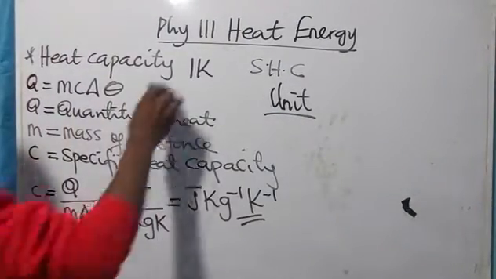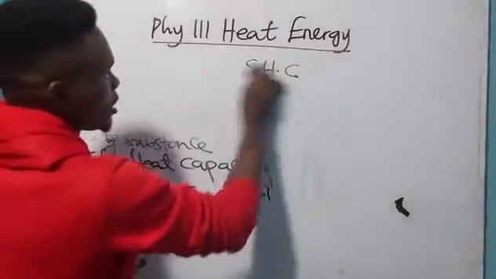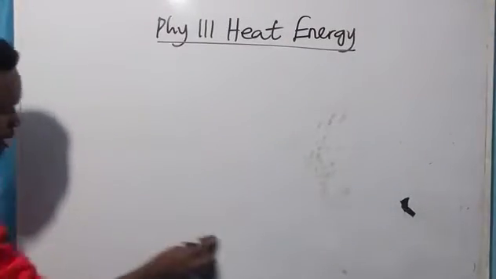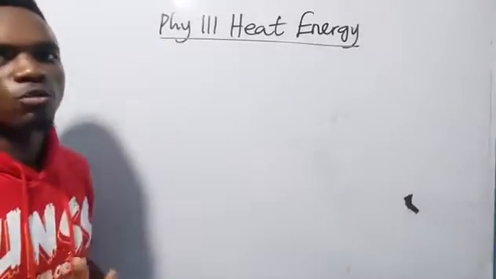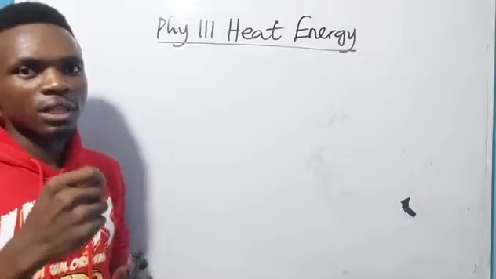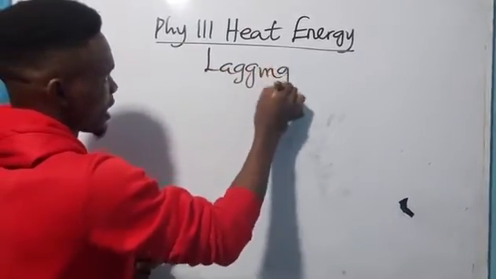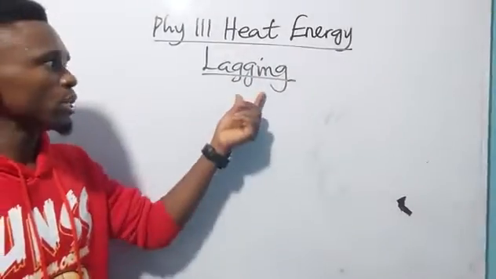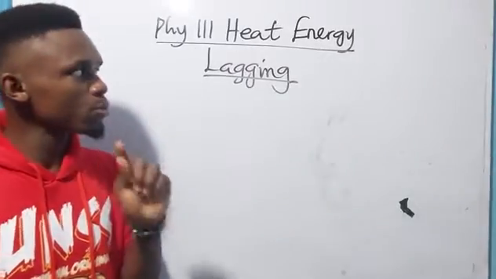Now that is for that. Before I go into latent heat of fusion and latent heat of vaporization, let me quickly say something. The process of reducing the amount of heat lost to the environment is called lagging. Lagging is a process in which the heat lost to the environment is reduced.